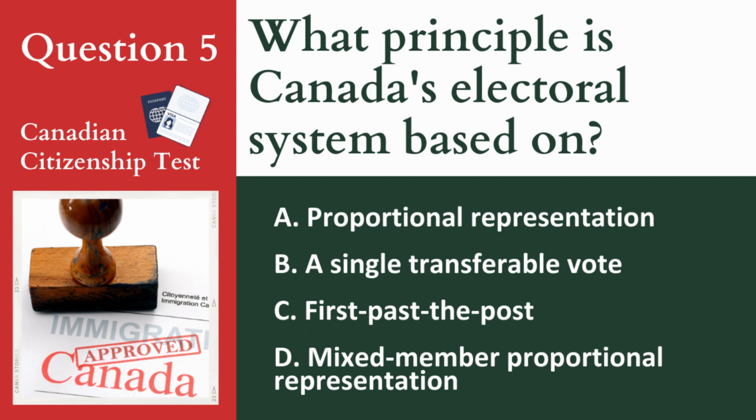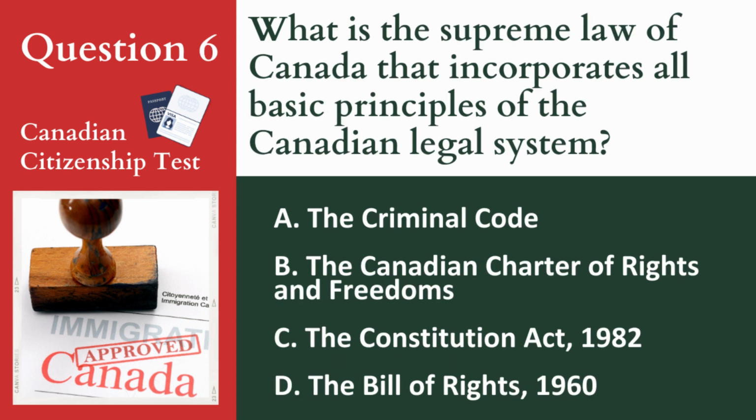Question 5. What principle is Canada's electoral system based on? A. Proportional representation. B. A single transferable vote. C. First past the post. D. Mixed member proportional representation. Answer. C. First past the post. Canada's electoral system is based on the first past the post principle, where the candidate with the most votes wins the electoral district.